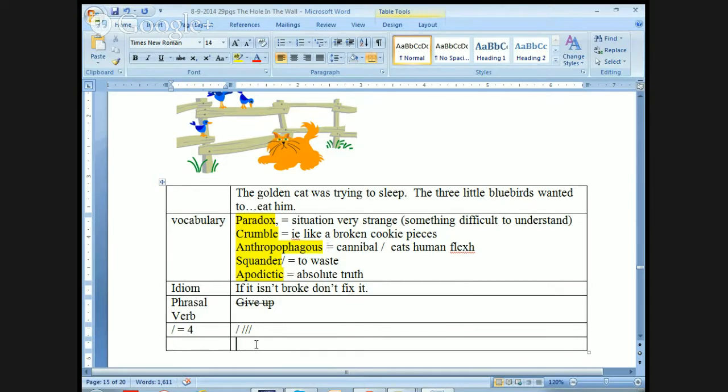The golden cat was trying to sleep. There were three bluebirds who wanted to eat him. Paradoxically, in another world, there were two men trying to eat a man. I know that it was a difficult situation. They were anthropophagus, and what they did was to crumble the man in pieces. But it was a squander situation because they didn't have forks. But politically, we know that this is a crazy story, and I give up. Remember, if it isn't broken, don't fix it.